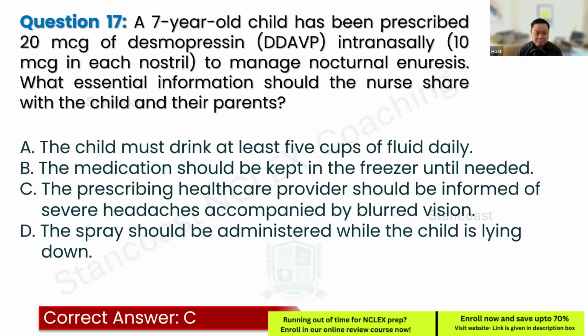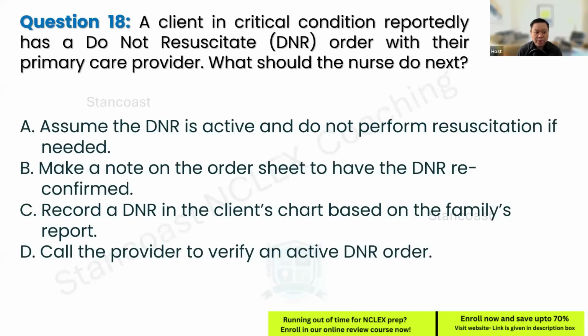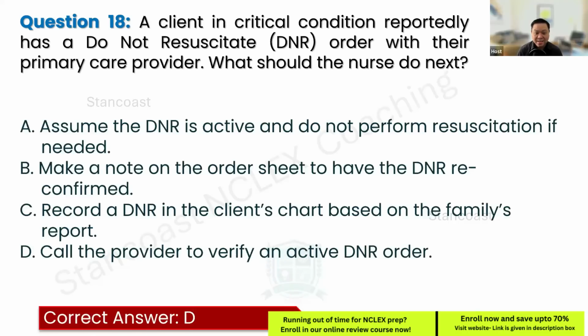Number 18. A client in critical condition reportedly has a do not resuscitate order with their primary care provider. What should the nurse do next? A. Assume the DNR is active and do not perform resuscitation if needed. B. Make a note on the order sheet to have the DNR reconfirmed. C. Record a DNR in the client's chart based on the family's report. D. Call the provider to verify an active DNR order. The correct answer here is letter D.